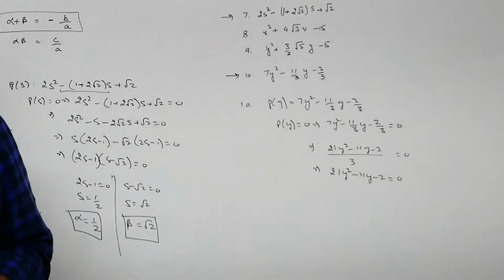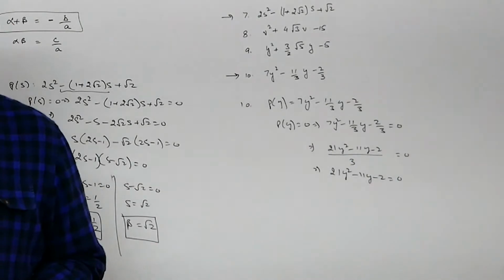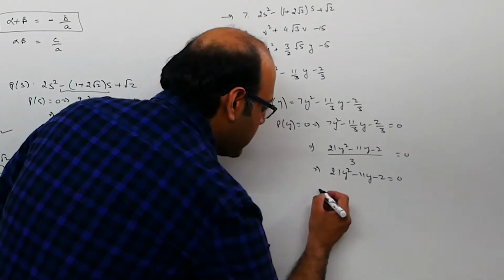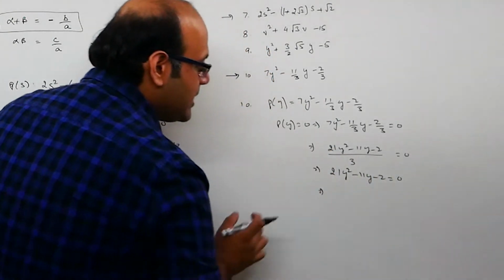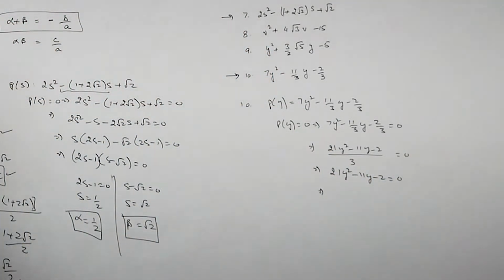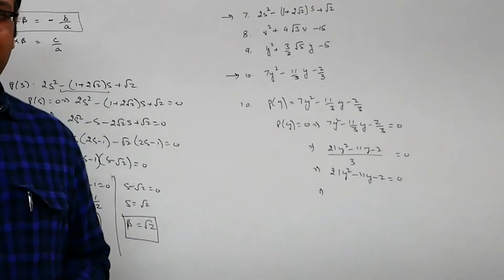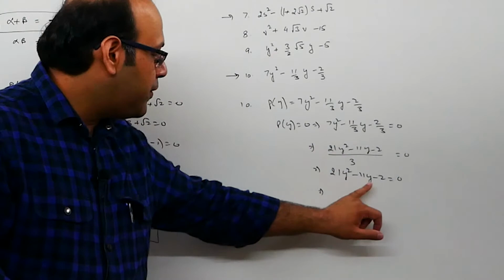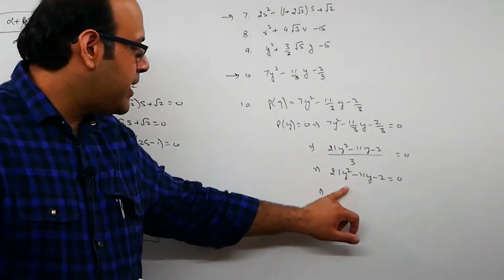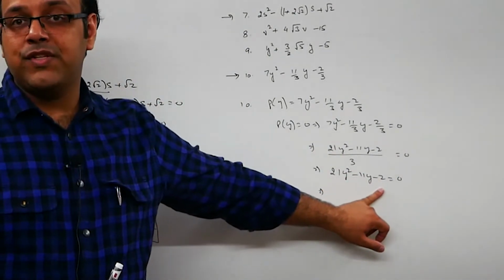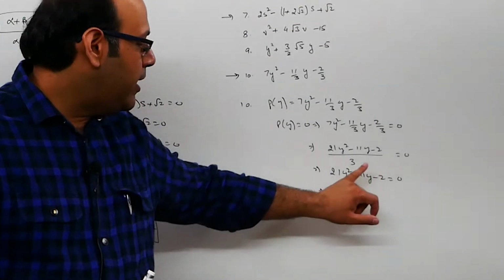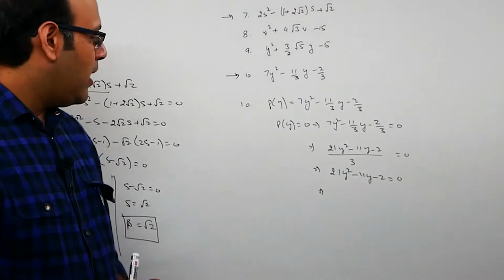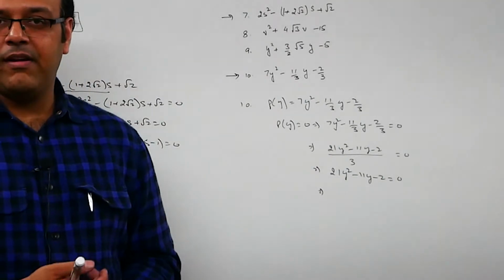Okay. Now, can I split the middle term in this case? I should be able to. Let's see. So, I need to split minus 11y into two terms, which upon adding should give me minus 11y, which upon multiplying should give me the product of the first and the last term. 21y square multiplied by minus 2 gives me minus 42y square, right? So I need the product to be minus 42y square.